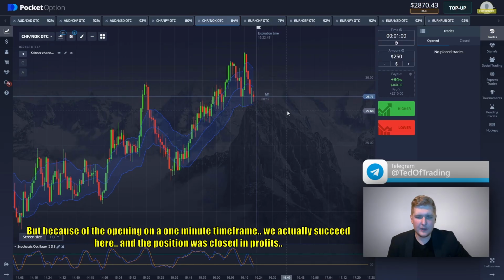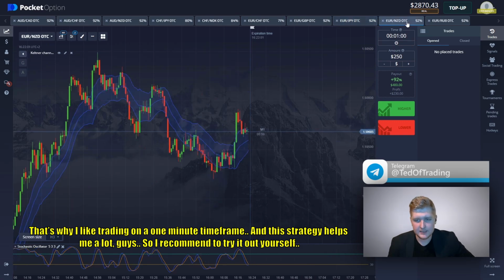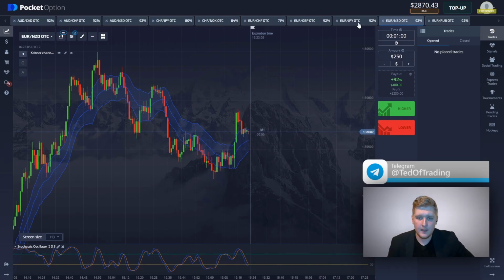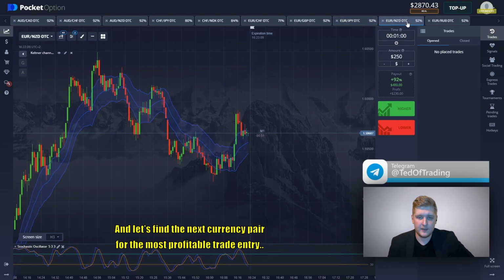But because of the opening on a 1 minute time frame, we actually succeed here, and the position was closed in profit. That's why I like trading on a 1 minute time frame, and this strategy helps me a lot, guys. So I recommend to try it out yourself. And let's find the next currency pair for the most profitable trade entry.